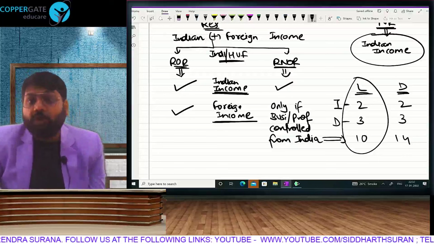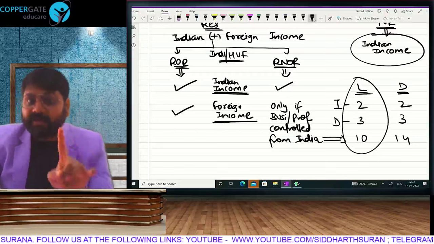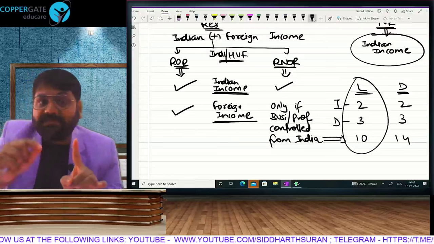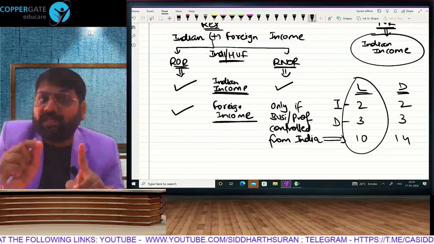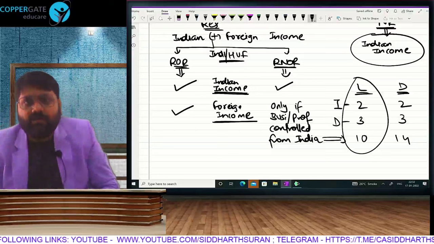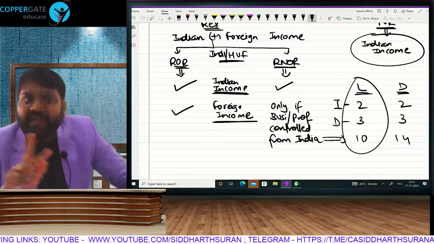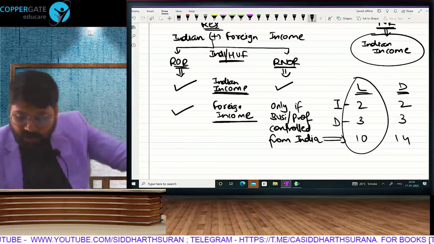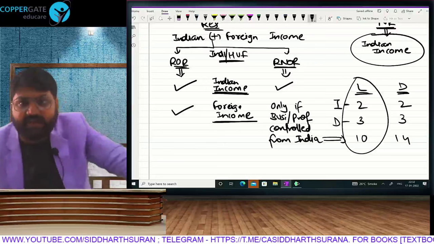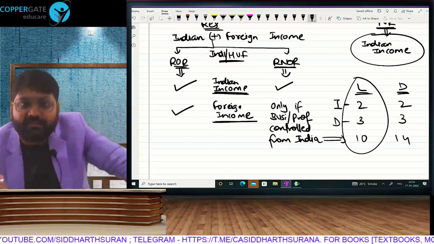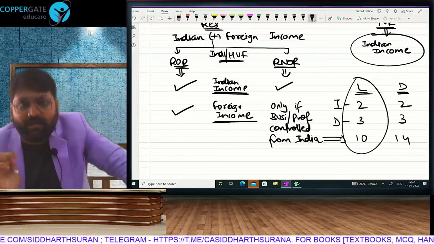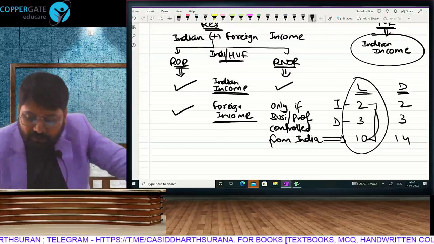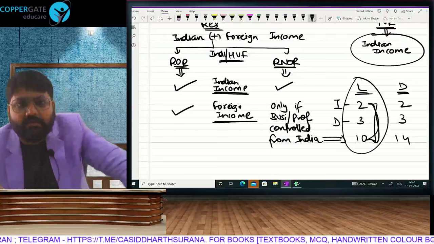2 lakh. What is her foreign income? 13 lakhs. Out of this 13 lakh, how much is earned from business controlled from India? 10 lakh. For the 15 lakh criteria, will we take all of them or will we not take 3 lakh? Which are the ones which we will take for deciding the 15 lakh criteria? Only 2 lakh and 10 lakh? Correct or no? So, is she fulfilling the 15 lakh criteria?